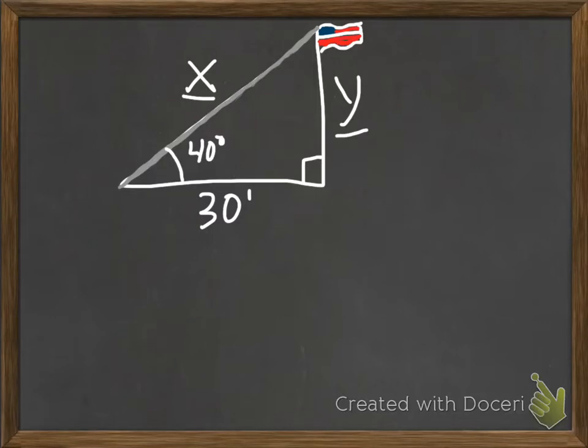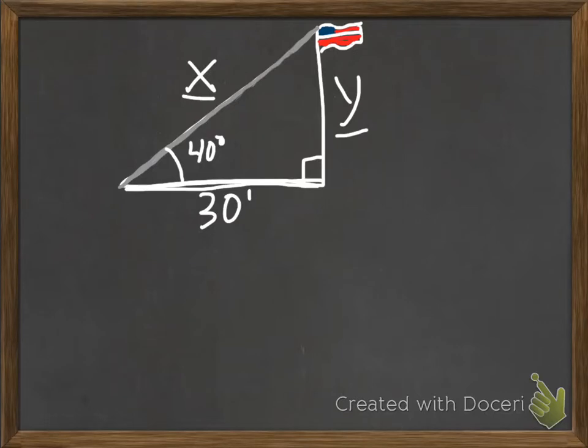What we do know is that we are standing 30 feet away from the base of the flagpole. That's what this line is. This will be our line of sight. And we measured a 40-degree angle up to the flagpole. So we can use this information to figure out how tall the flagpole is and how much steel wire we're going to need. So let's start by finding Y, finding out how tall the flagpole is.